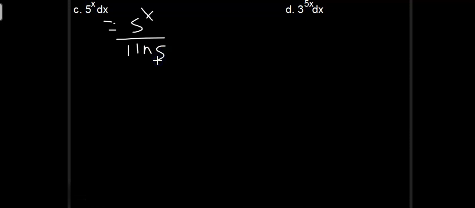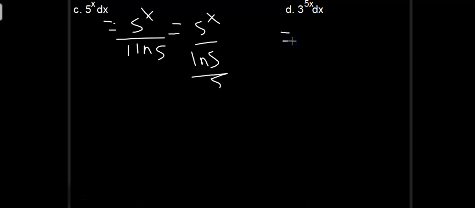So your answer will be 5 raised to the x over ln 5. This is all we have to do when it comes to this specific example. Okay, so now let's do the fourth one.